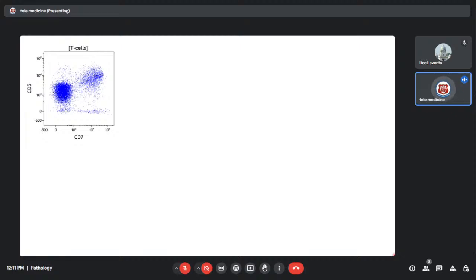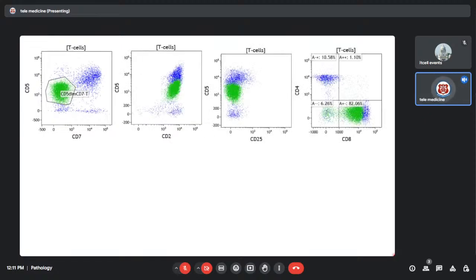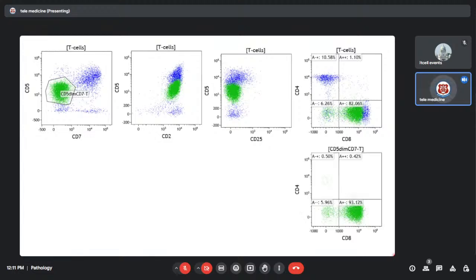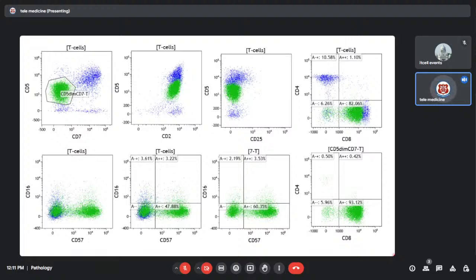So we move to 5 and 7 and suddenly we realize the problem, that there are cells which are 5 dim, 7 negative. So T cells, they are showing a loss of 7. So let us get these cells separately and we start seeing it. So CD2 is nicely positive, 5 is dim, no expression of 25, and these cells are again CD8 positive. So the 8 positive cells that were expanded are showing dimmer 5 and they are showing a loss of CD7. So these cells, you clearly have it here. And these cells, they express 57 in a majority. They don't express 16. And the NK was already negative.